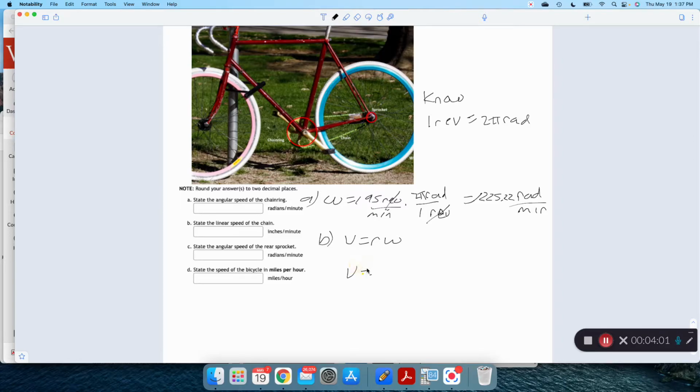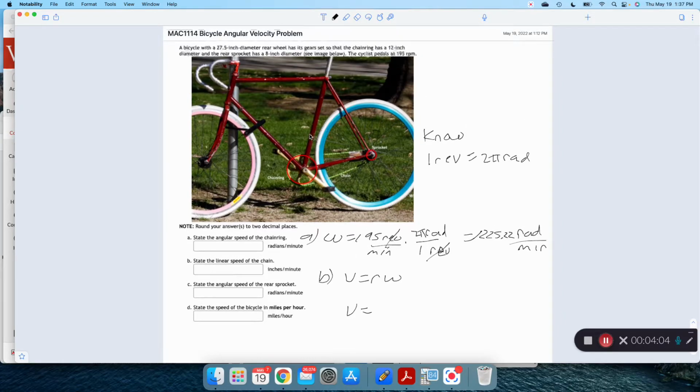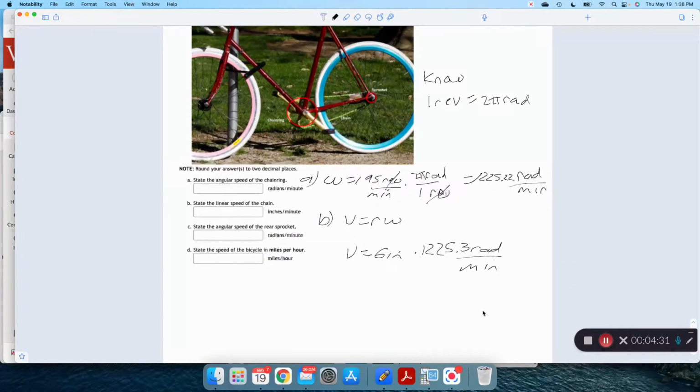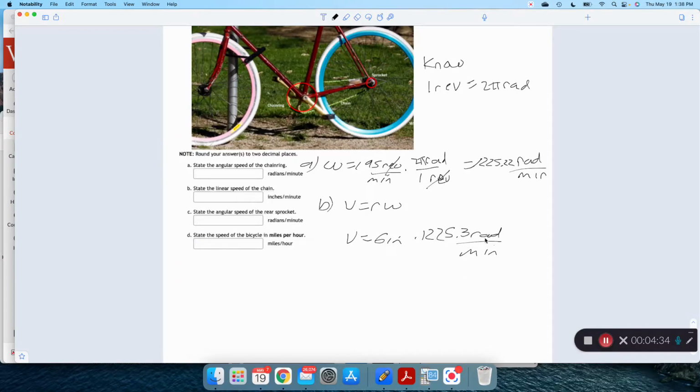So in this case, what's my radius? They tell me the diameter of the chain ring is 12 inches. That's the entire diameter. My radius will be 6 inches. So 6 inches times that omega, which is in radians per minute. Remember, radians are unitless. They don't carry any units at all. So really, we could ignore the radians. We're going to get inches over minutes. Remember, these are all fractions. Inches per minute. So it's just that last answer times 6.